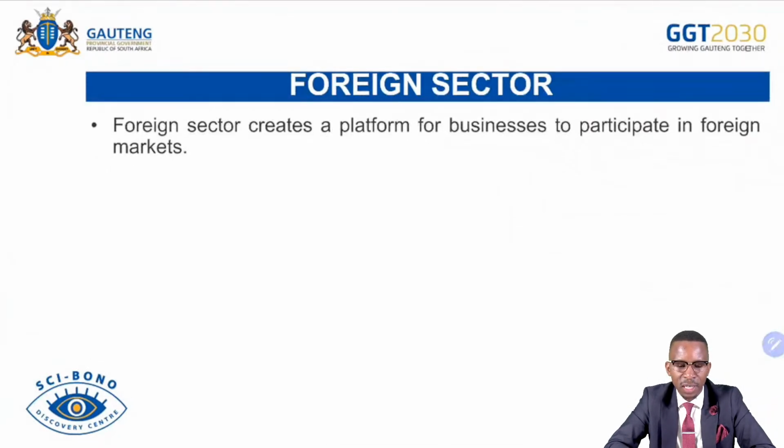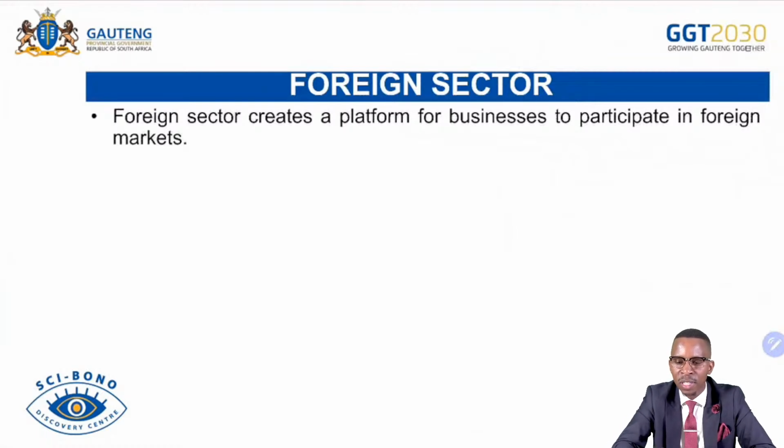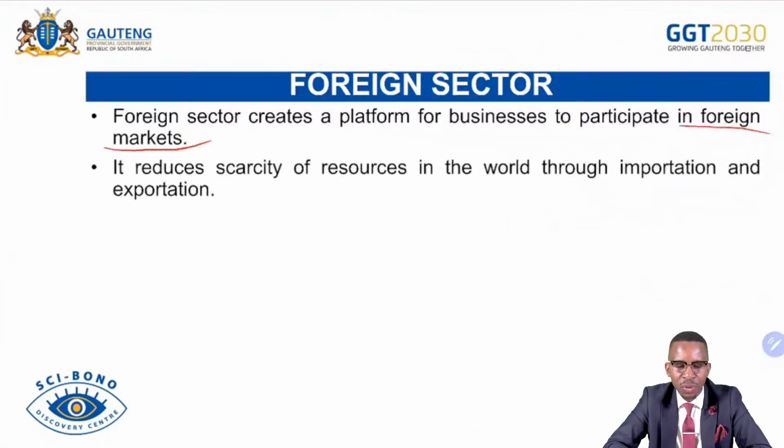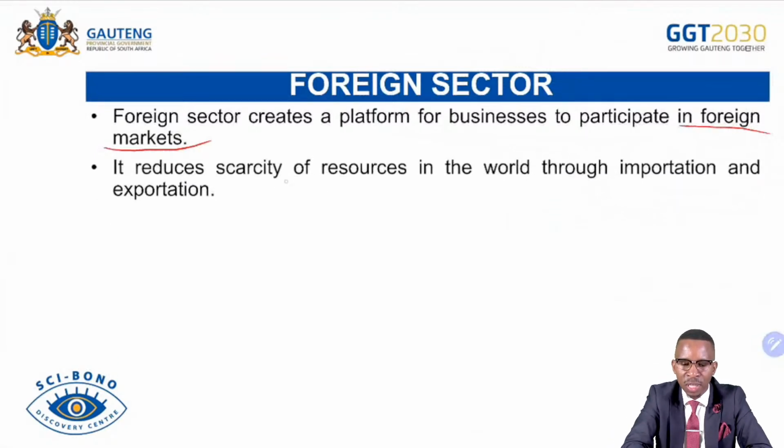And then the foreign sector creates platform for businesses to participate in the foreign market. So it creates the foreign market for whom? For businesses across the world. They are then able to export goods and import goods. They can sell their goods locally or abroad. So when they sell them abroad, they sell them in foreign or global markets, which is created by what? By the foreign sector.